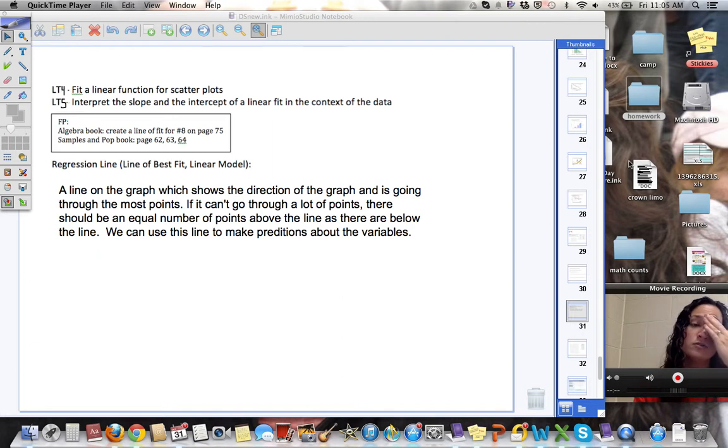Okay, so Unit 3, Learning Target 4 and 5: fit a linear function for scatter plots, and then interpret the slope and the y-intercept of a linear fit in the context of the data. So our regression line, or line of best fit, or linear model, is a line on the graph which shows the direction of the graph, and it's going through the most points. If it can't go through a lot of points, there should be an equal number of points above the line as there are below the line, and we can use this line to make predictions.